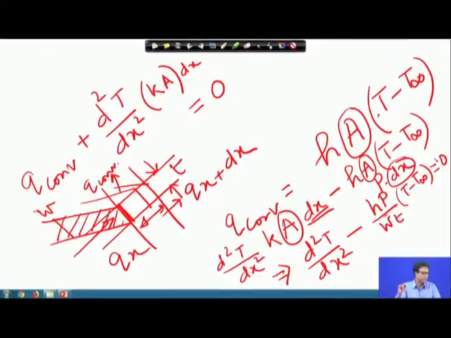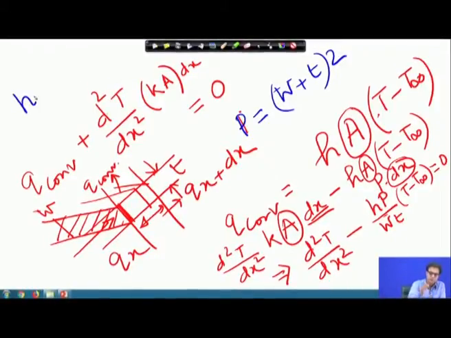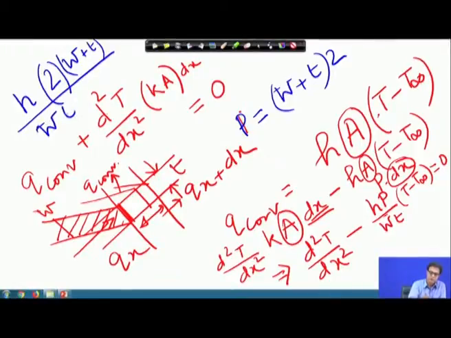So, what about the sign? If we put this perimeter P, P is nothing but 2 times (w plus thickness), and if we arrange it here, you will find that h into P is nothing but 2 times (w plus t) divided by (w into t), and of course we had the k part here. So, there has to be a k here.